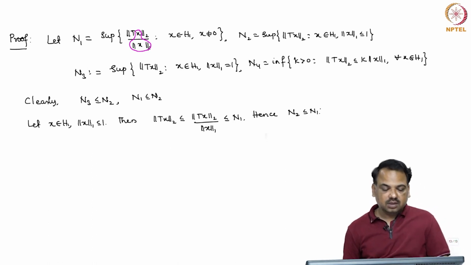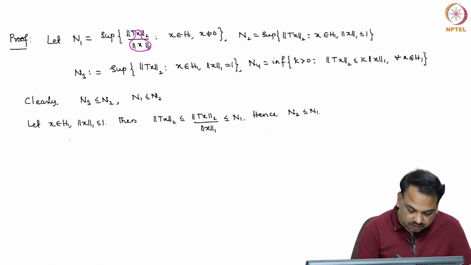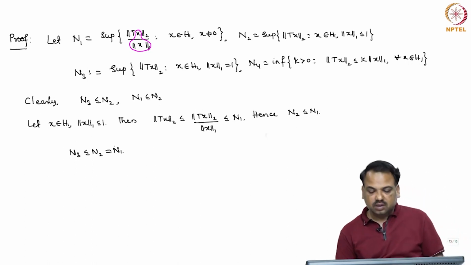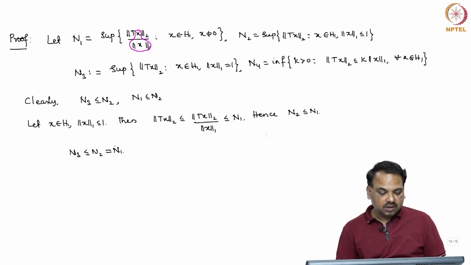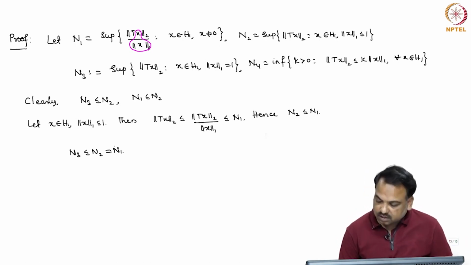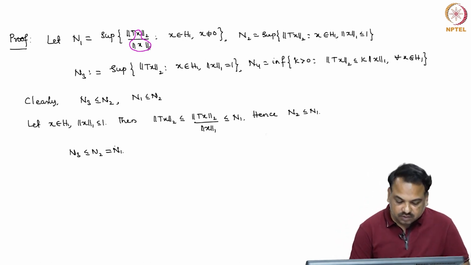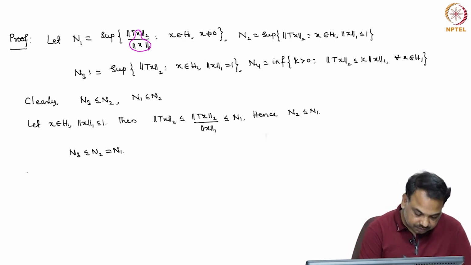So, we have shown that n3 is less than or equal to n2, and n2 is nothing but n1. Now, we want to show that all these quantities are equal. So, we also look at n4 and other quantities. So, first we claim that n4 is non-zero.